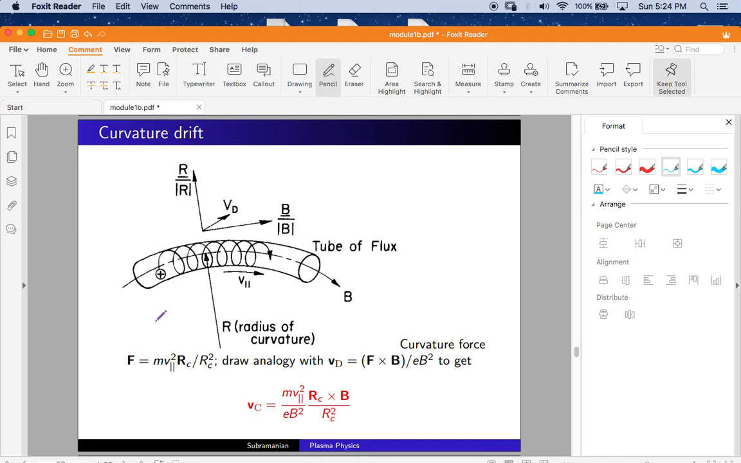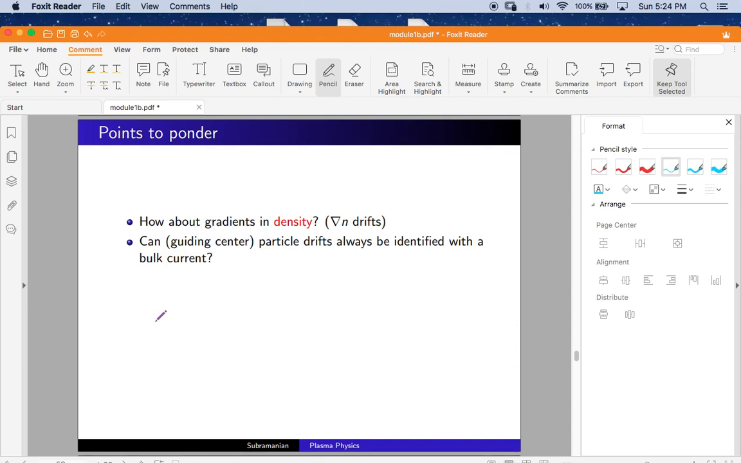So we've talked about E cross B. In terms of inhomogeneous magnetic fields, we've talked about the gradient of B drift, and now we're talking about the curvature drift. Okay, some points to ponder. How about gradients in density? There are such things as gradient of N drift. And can particle drifts always be identified with a bulk current?